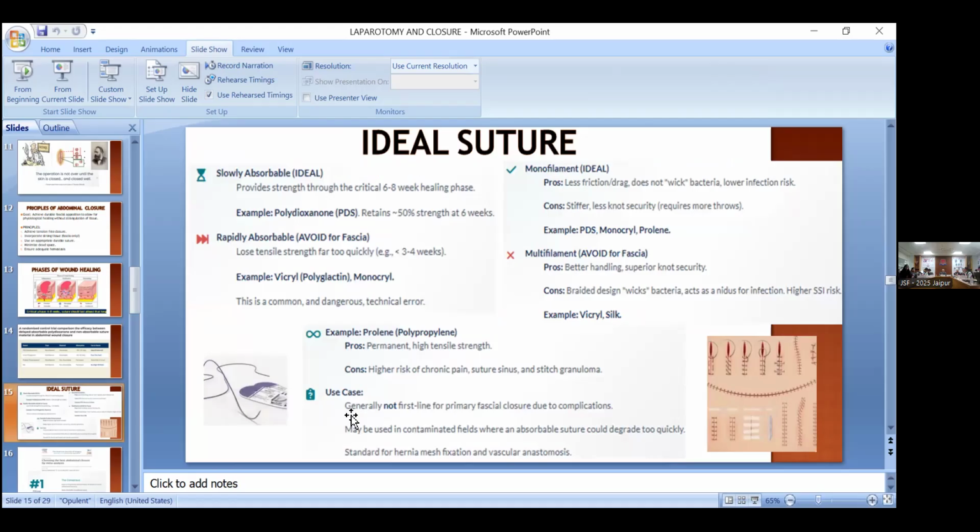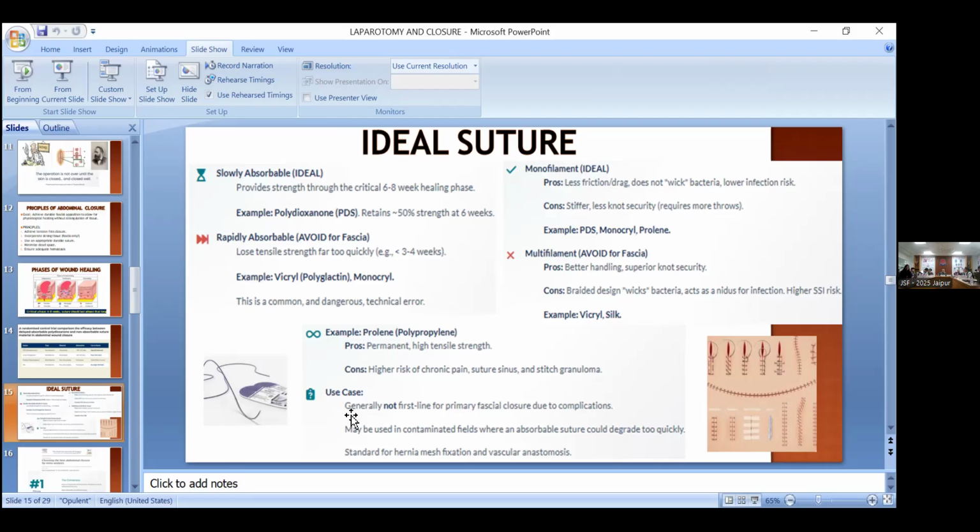As I discussed in the previous slide, an ideal suture should be a slowly absorbable suture that could withstand the critical healing phase of 6 to 8 weeks. For example, PDS retains 50% of its strength at 6 weeks and is ideal for abdominal closure. A monofilament is ideal because it carries less friction and drag when we are taking a bite, and it is not a nidus for bacterial infection. However, it is a stiffer suture and has less knot security, so we need to have multiple throws when we are using a PDS suture.